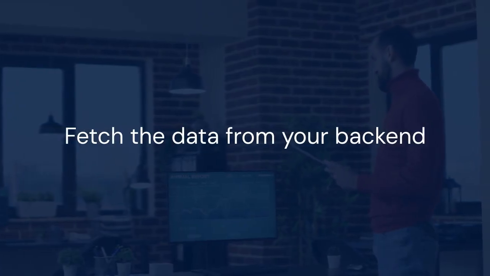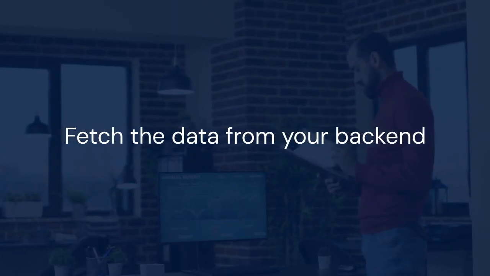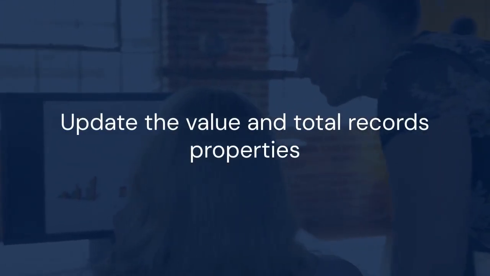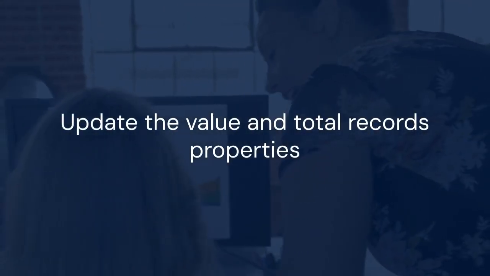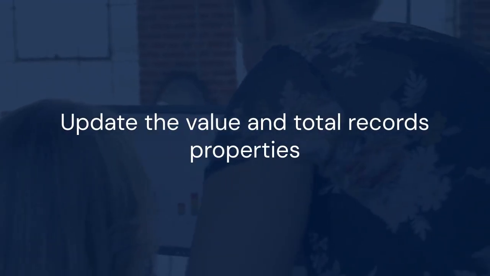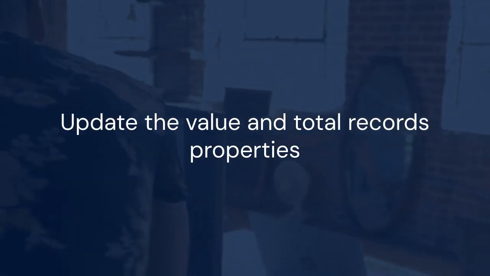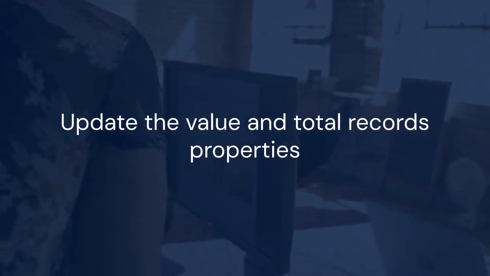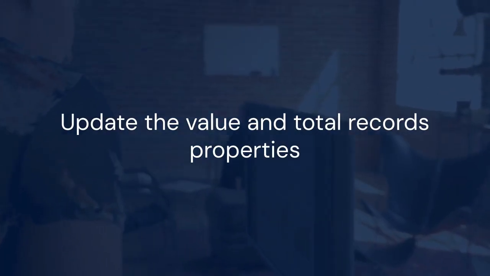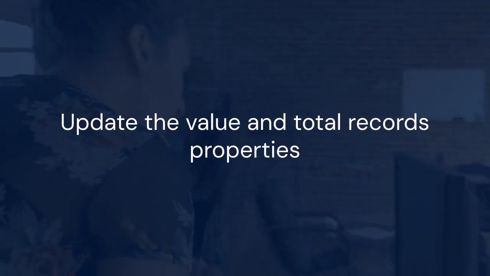In the event handler, fetch the data from your backend. Use the first, rows, sortField, sortOrder, and filters from the lazyState object. Update the value property of the DataTable with the new data. Also, update the totalRecords property. This tells the table how many records are in the entire dataset.